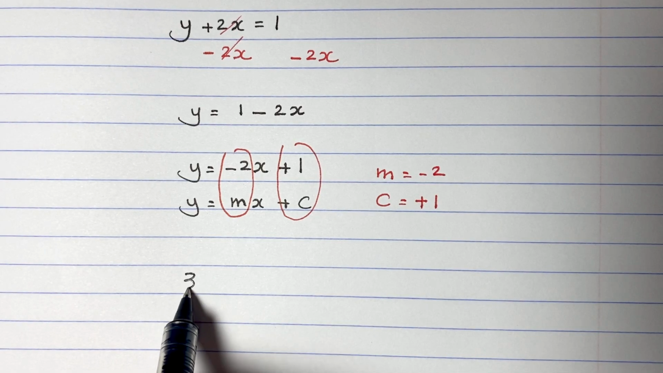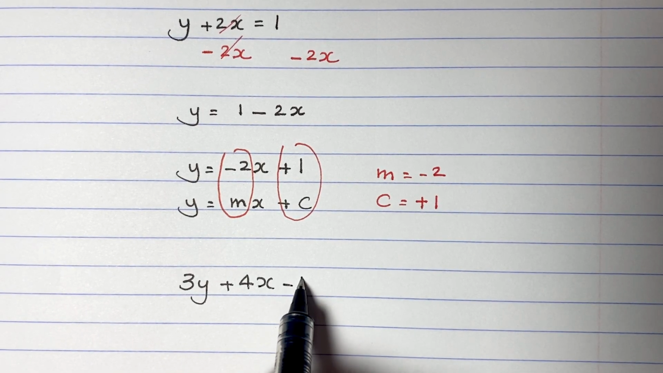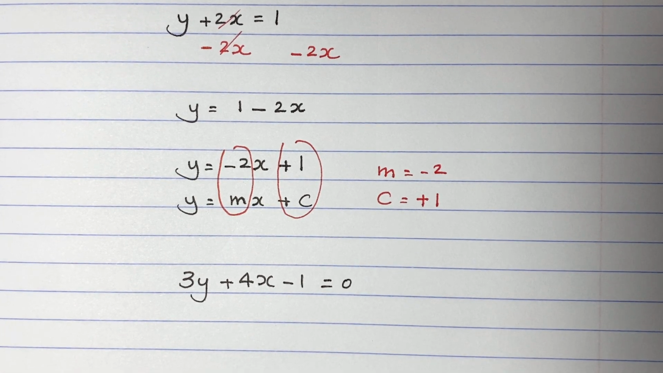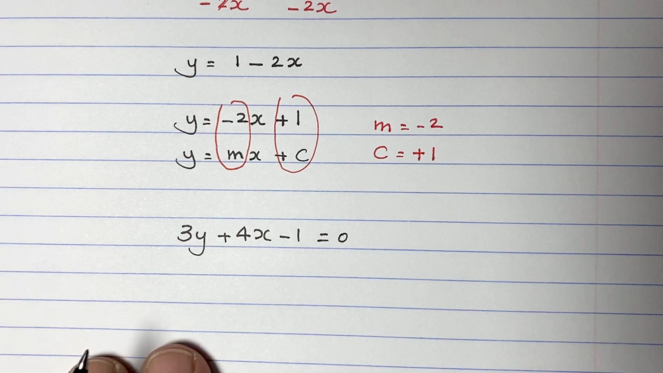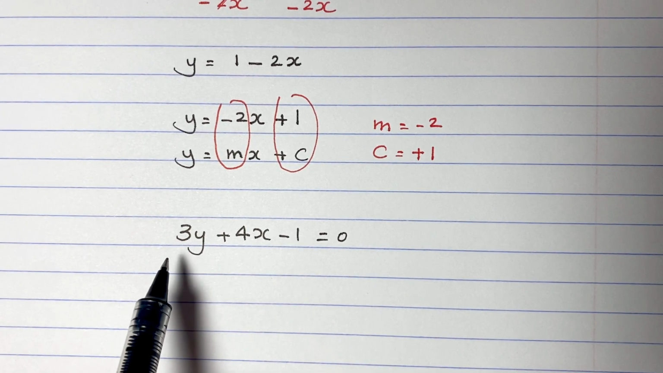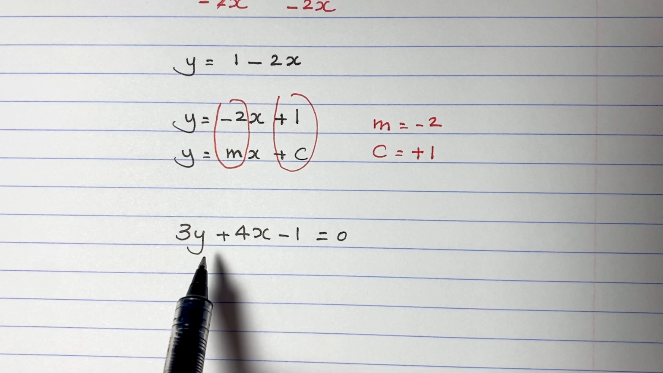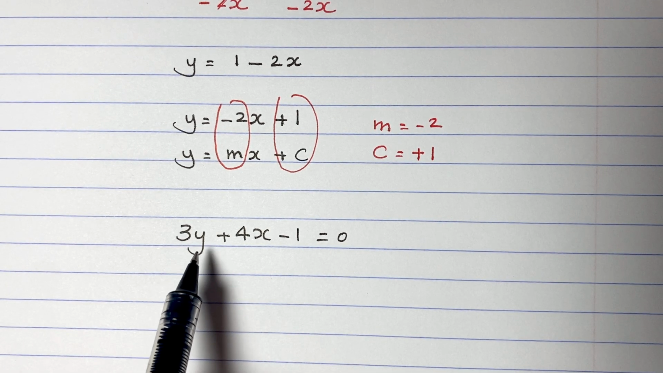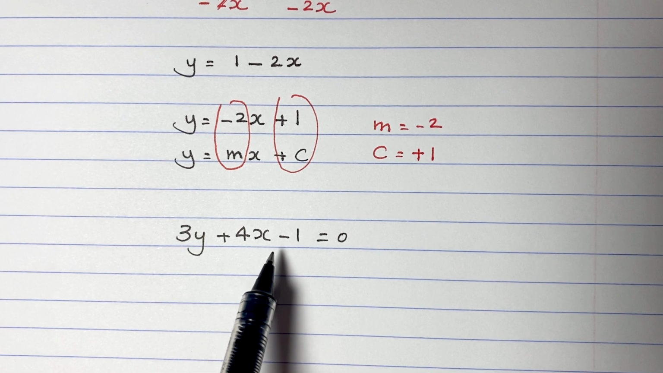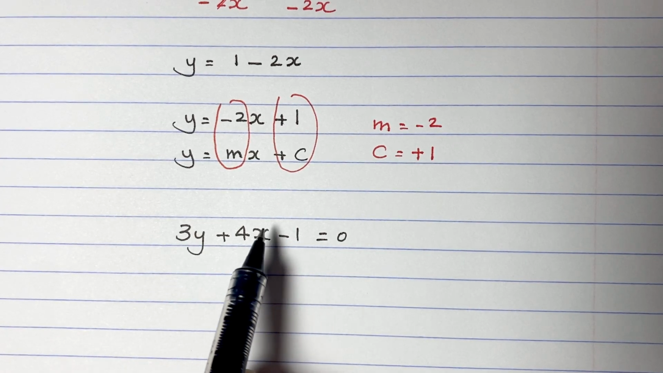Let's have another example. Say we have 3y plus 4x minus 1 equals 0. This is not in the form of y equals mx plus c. So I can't really spot the gradient or the intercept in the way it's written. So I need to first move or balance everything on the side of y to make y on its own on the left-hand side of the equation.